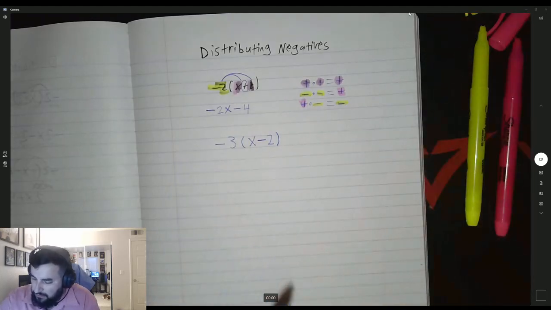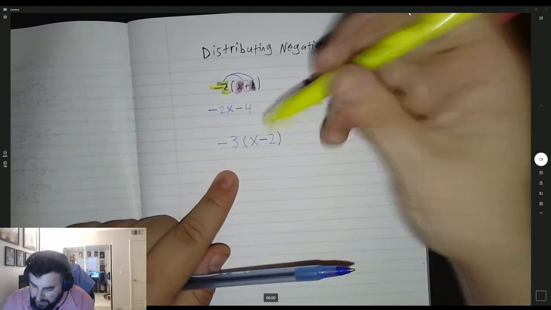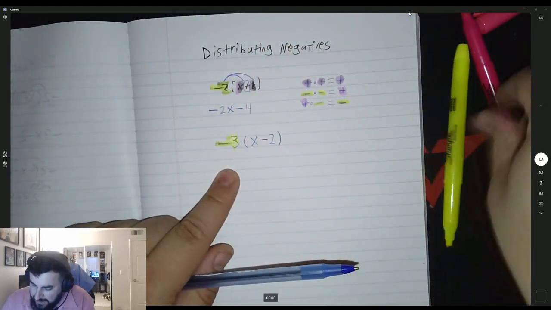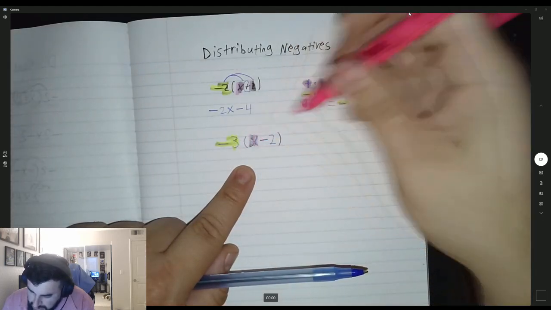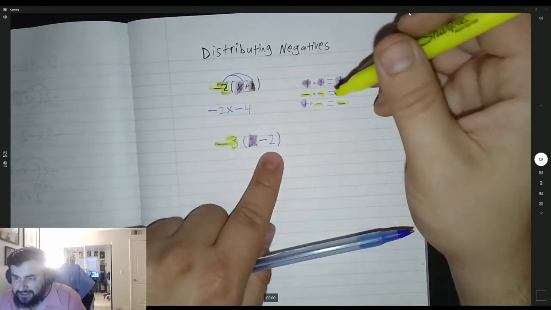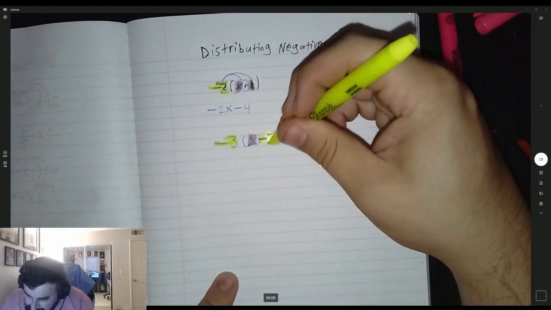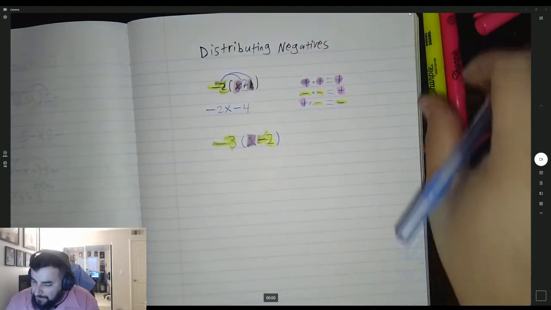So, right now let's look at this. So I have a -3 right here. I'm going to highlight that, -3. I have a positive x, so I'll put that as purple. Then I have a -2. And why is that a -2? Because you got to look at the symbol in front of the 2. Okay, that makes it a -2, not a +2.